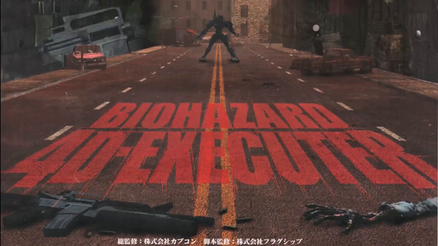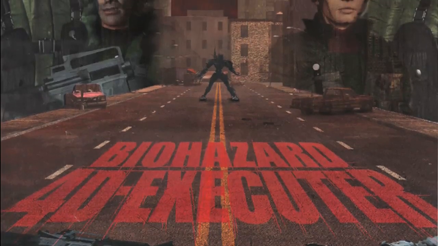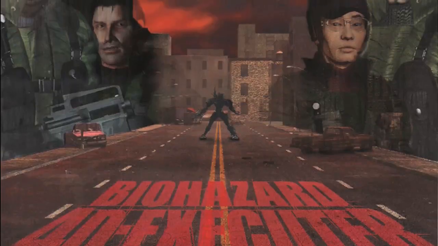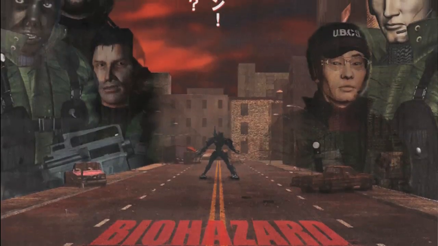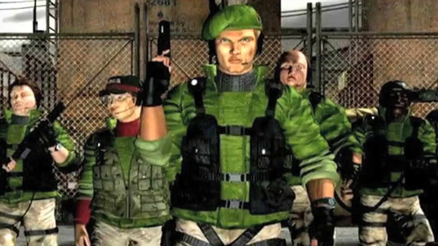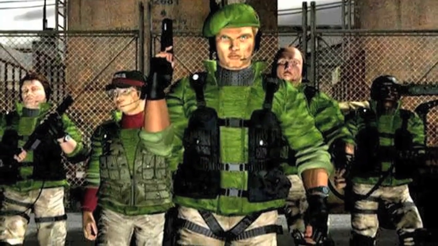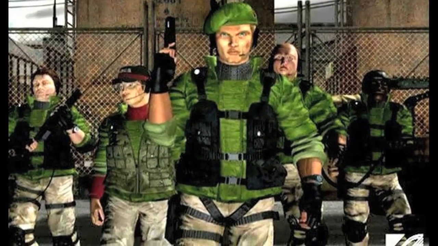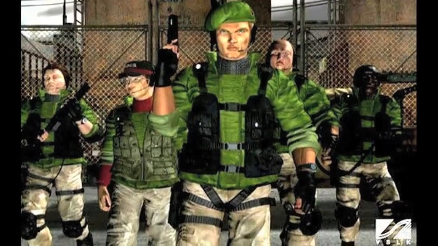The Executor virus was only introduced in the 20-minute video known as Biohazard 4D Executor, a video that was shown in Japan back in the year 2000. Here we see that a squad of Umbrella mercenaries have been sent to Raccoon City to secure an important Umbrella scientist known as Dr. Cameron.